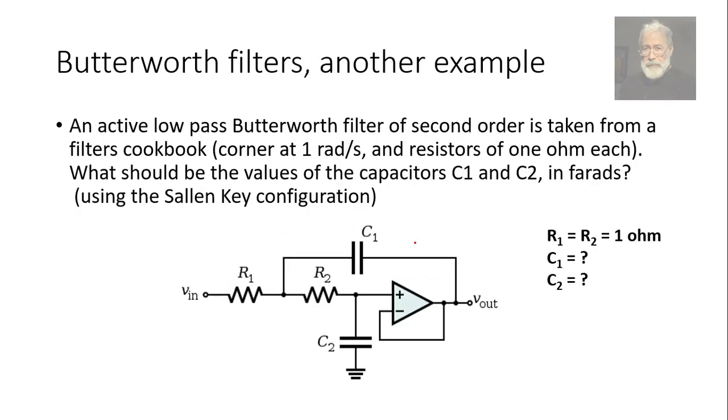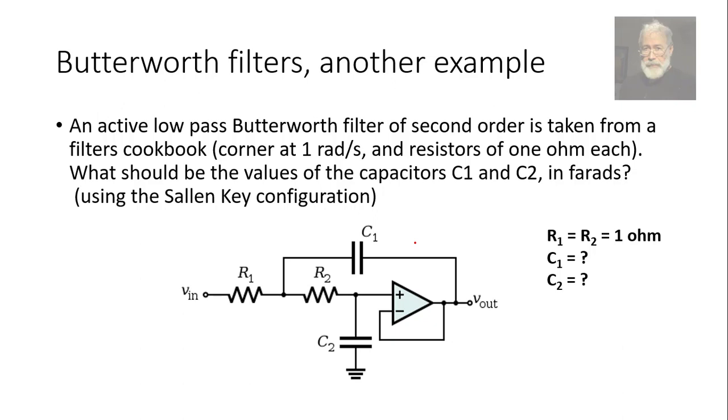Another example. We've done something like this already, so it's going to be easy. An active low-pass filter, Butterworth type, of second order is taken from a filter's codebook. The corner frequency is 1 radian per second. Omega naught is 1. The resistors are 1 ohm each. What should be the values of capacitors C1 and C2 in farads? Well, if this is a Butterworth filter and it's order 2, we already know the location of the poles. You say, how is that?